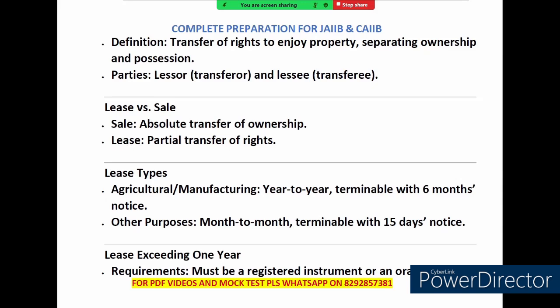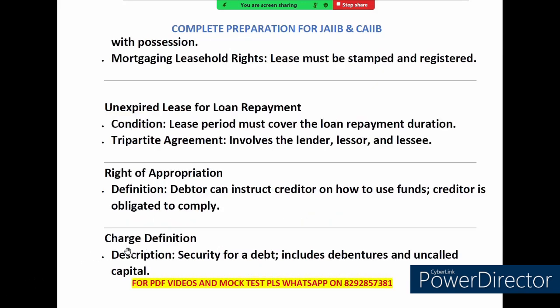Types of lease: agriculture, manufacturing purpose. Leases are usually year to year or with 6 months' notice. For other purposes, terminable with 15 days' notice. If the lease exceeds 1 year, it must be a registered instrument, or an oral agreement where the lessee takes possession of the property. If you want to mortgage leasehold rights, the lease must be stamped and registered to be valid.